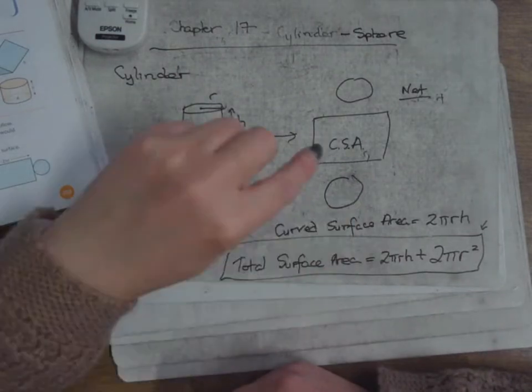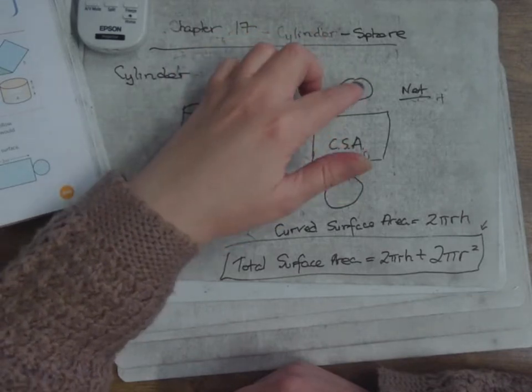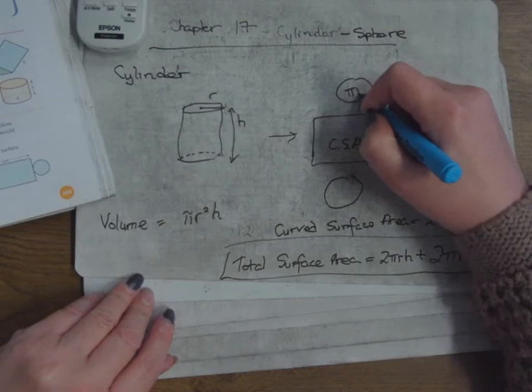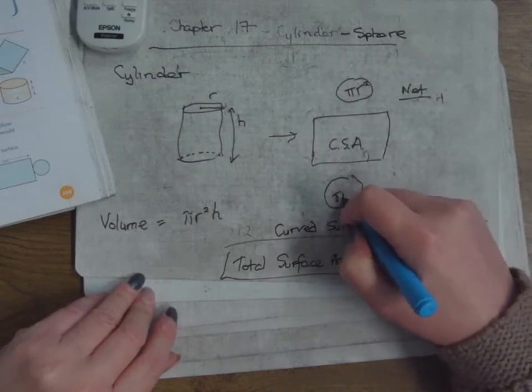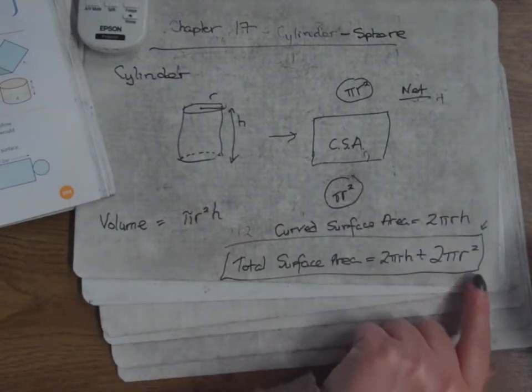For the total surface area, you have to get the area of the rectangle in the middle, and you have to add on the 2 circles. Each circle is pi r squared. So there's a pi r squared up here, and there's a pi r squared down here. Remember, each circle is exactly the same. So it's 2 pi r squared.